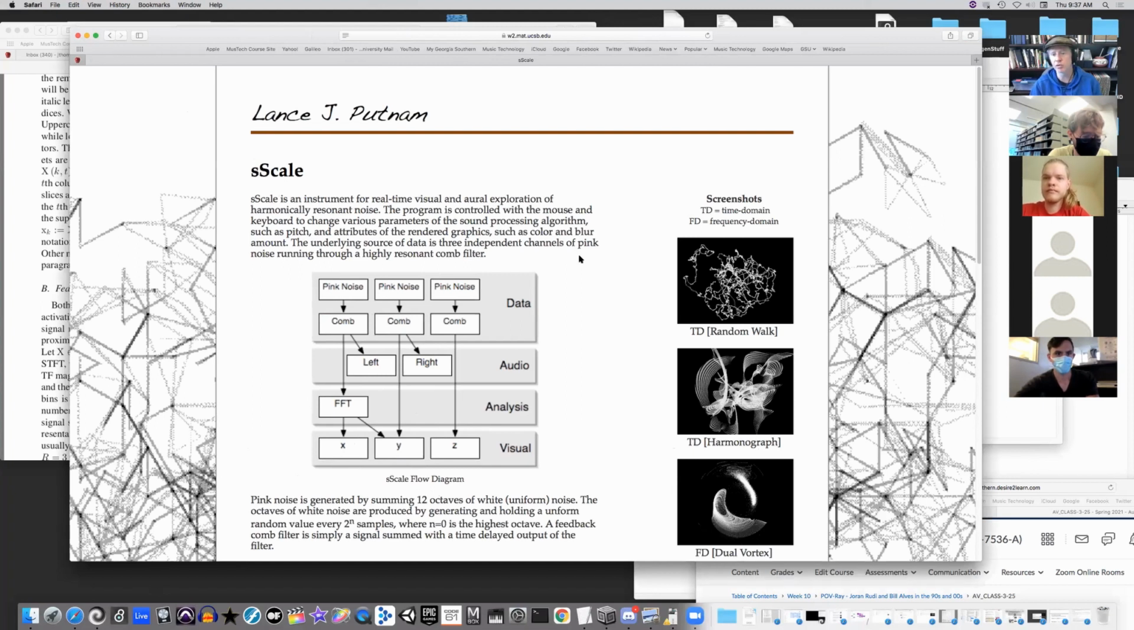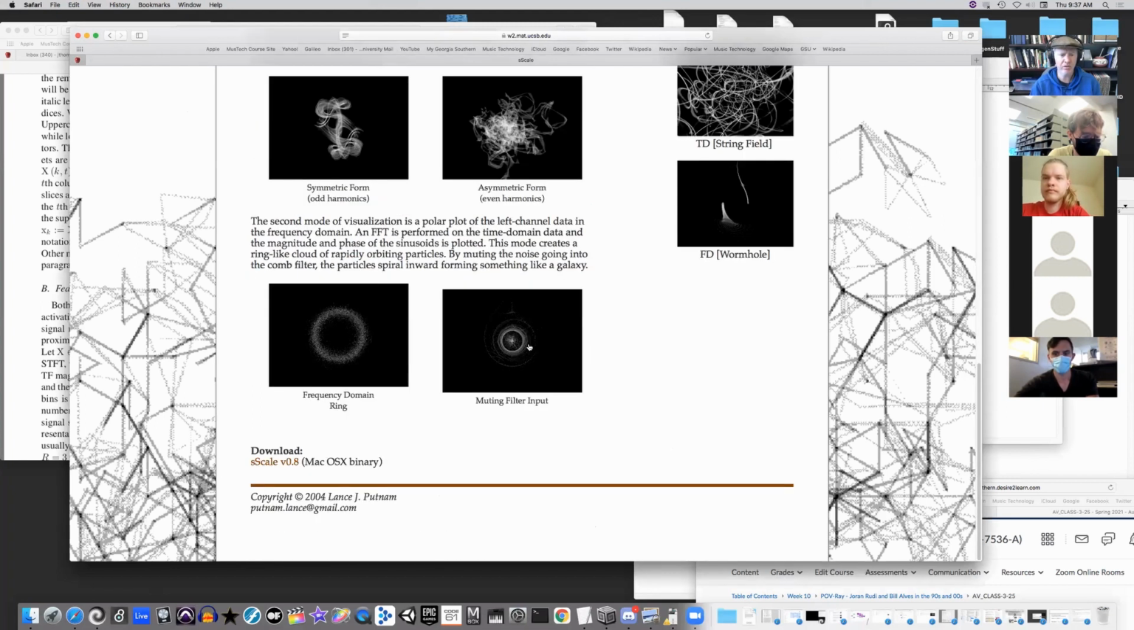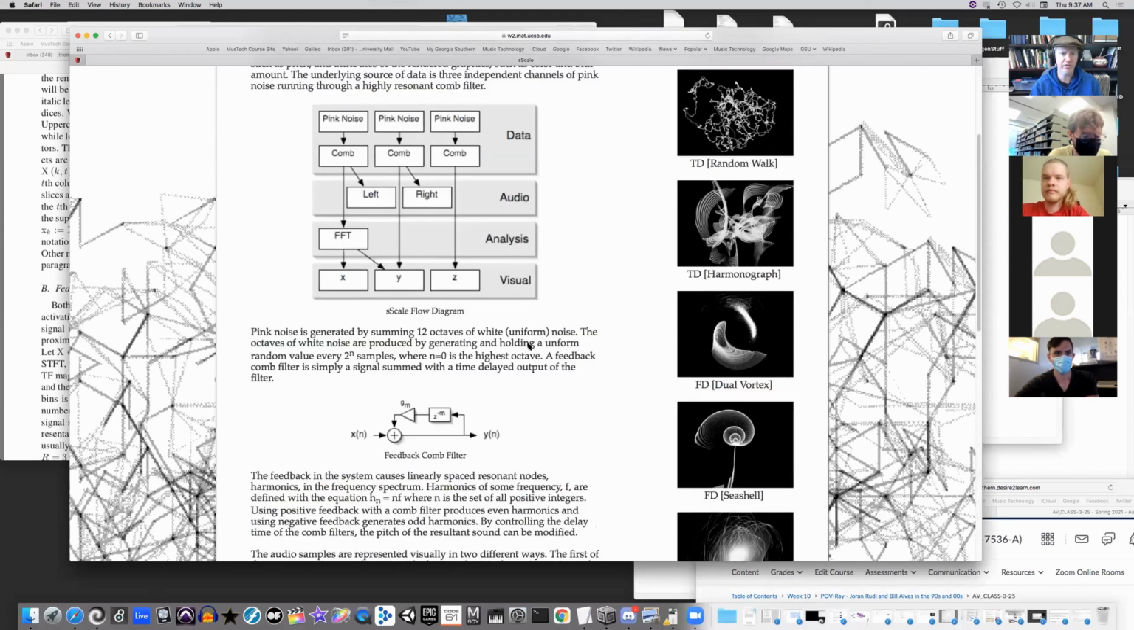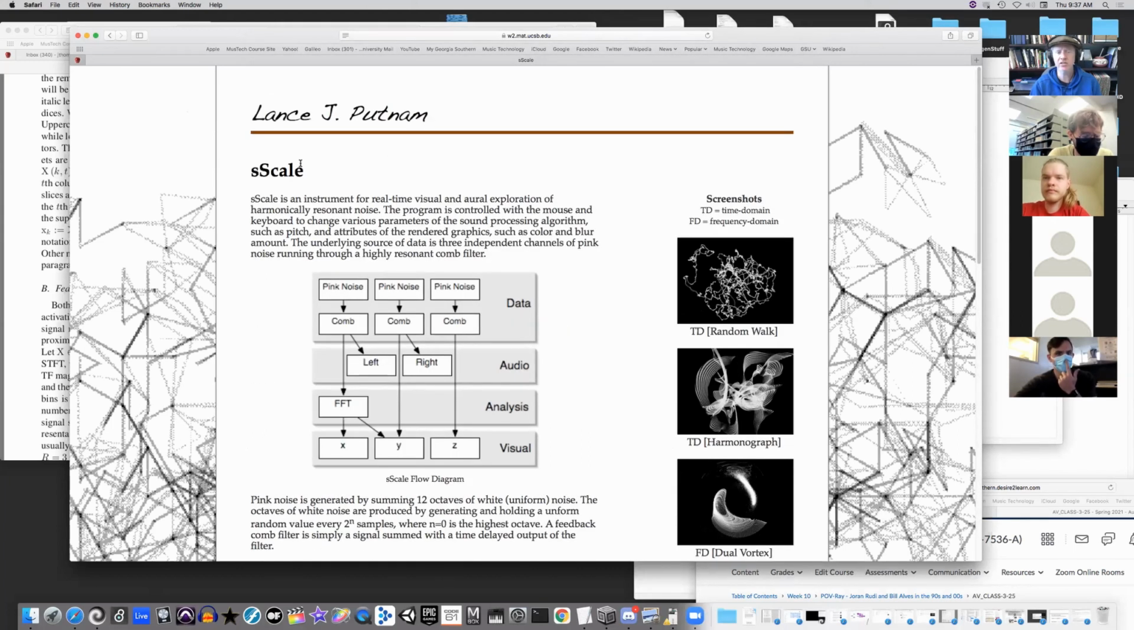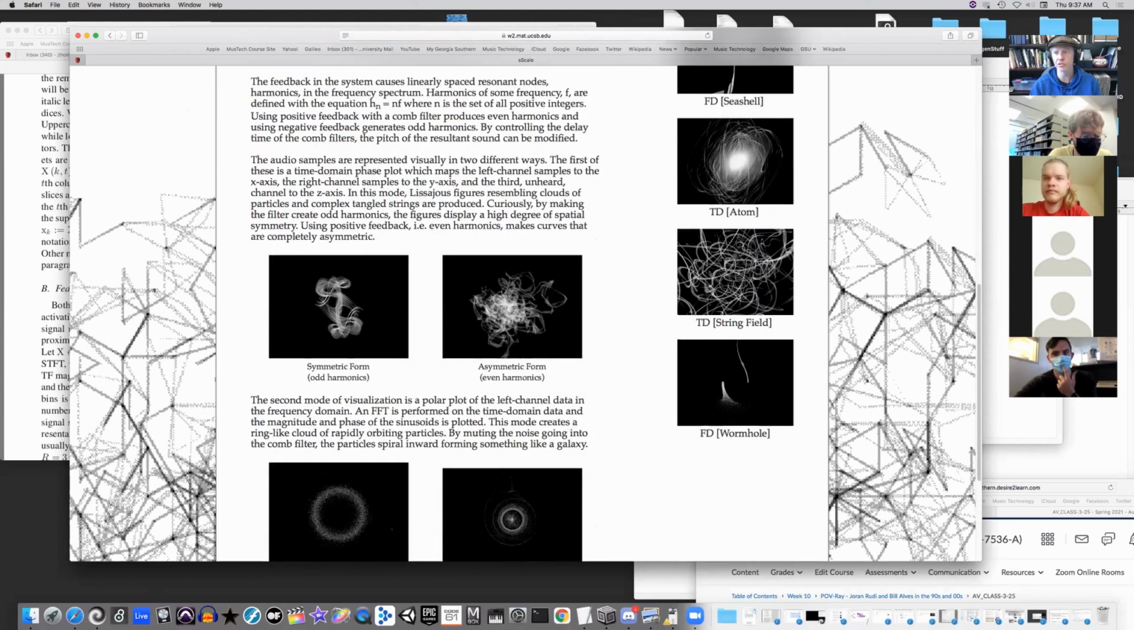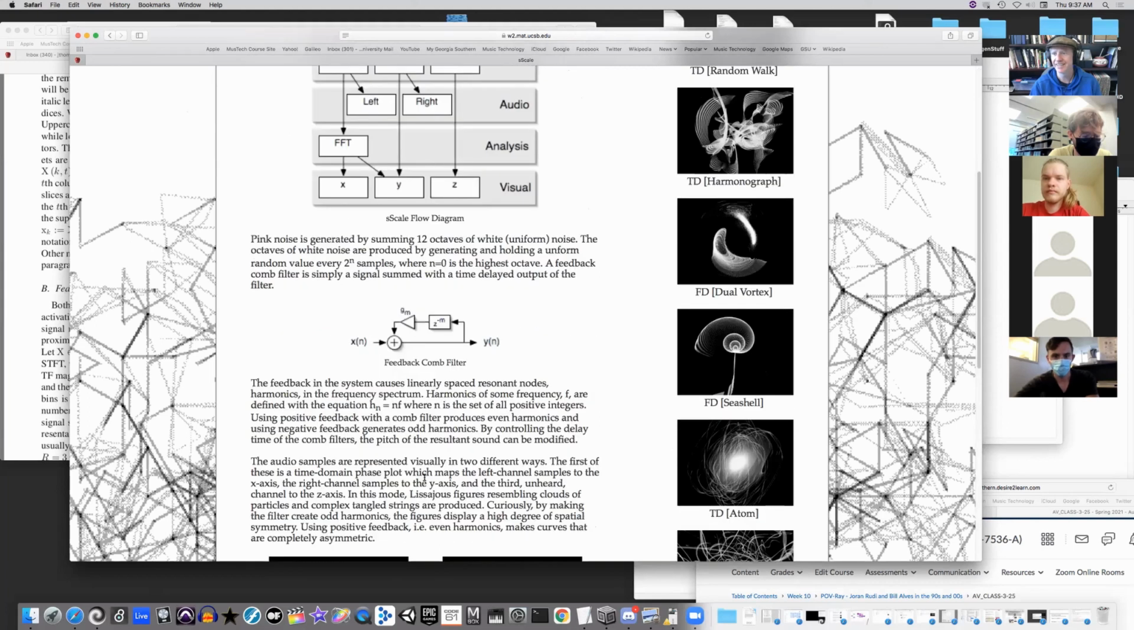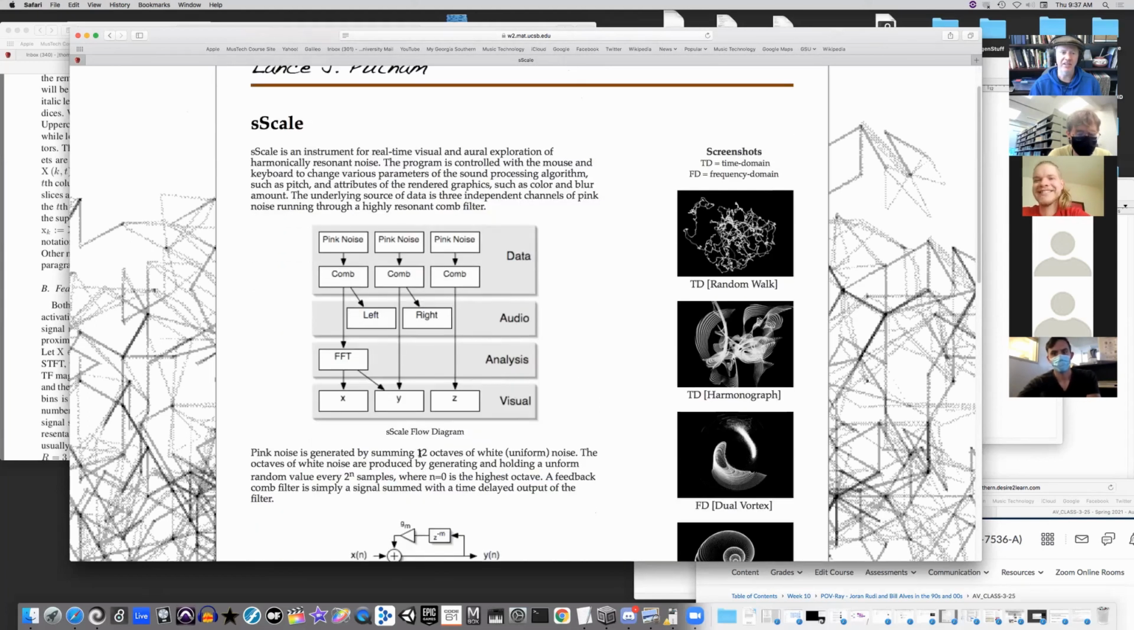So this is not the one we'll look at, but I believe this was a precursor to what we'll see. S-Scale was an application that you can still download, but it only runs on PowerPC or something like that. Amazing. And so it itself allows you to do these interesting things that show up in this piece we're going to see later. And he builds a whole compositional system in C++ to do all this stuff.